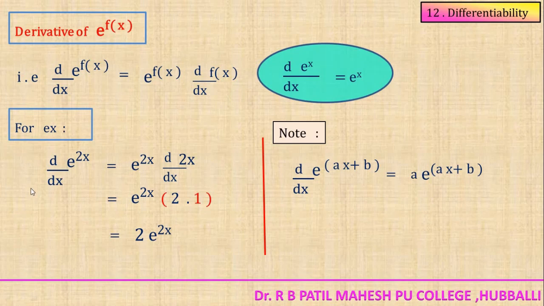Here also you can see that the derivative of e raised to 2x is e raised to 2x, same function. What is the x coefficient? 2. Write it as 2. The same answer you will get. And the second one is the same. Suppose b is 0, then it is a into e raised to ax. This is for the addition. Sometimes you will get 4x plus 3. 4x plus 3 means e to the power 4x plus 3 into 4, like that.